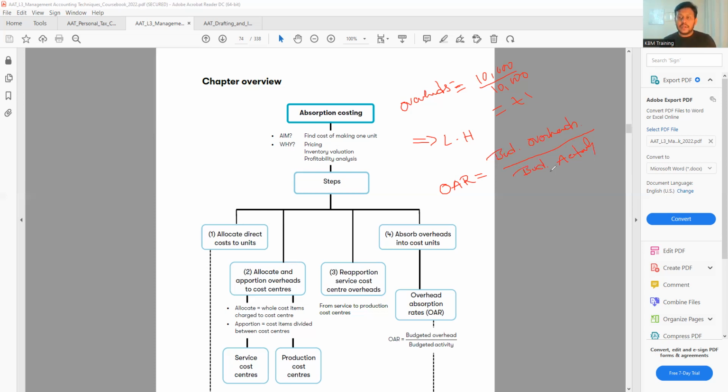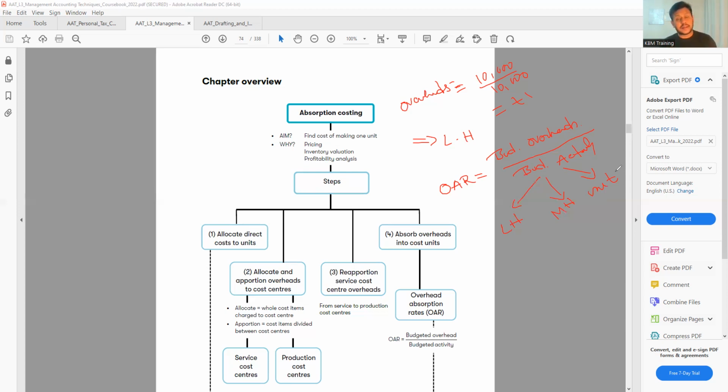Now, budgeted overhead will be given in the question, nothing to worry about. Budgeted activity is a little bit confusing. The reason they say activity is because it could be labor hours, it could be machine hours, or it could be the units. It could be one of these. So by reading the scenario of the question, we have to decide what it is.